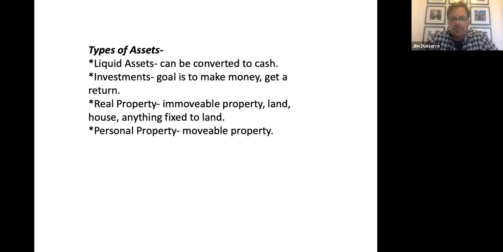Pretty basic stuff, simple stuff, hopefully explained in a simple way, but important stuff too. Types of assets. We talked about this a little bit before. There are liquid assets, which, like I said before, can be converted into cash. Some people say, I want to be very liquid. I want to have a lot of liquidity, meaning I want to have access to cash. Why would somebody want to be very liquid? Because maybe they don't trust the stock market.